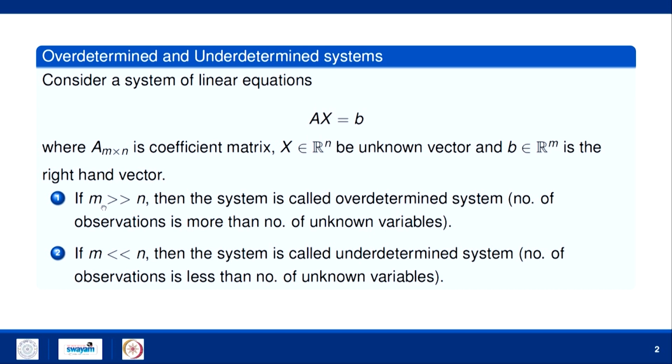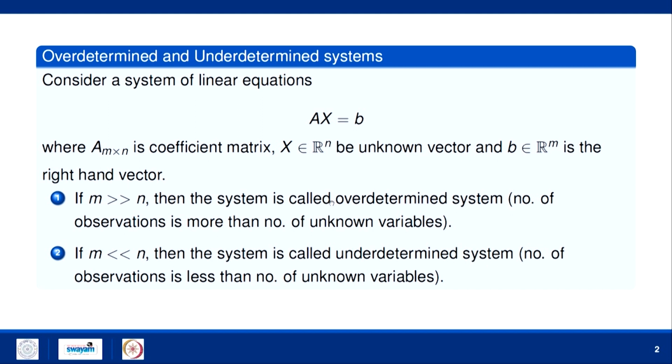If m is bigger than n, let us say m equals 100 and n is anything less than 100, then the system is called an overdetermined system, because here the number of rows is more than the number of columns. What is the meaning of number of rows? That we have more observations when compared to the number of unknowns. In this case, we say the system is an overdetermined system. Similarly, when m is less than n, we have more unknown variables than equations, then the system is called an underdetermined system.